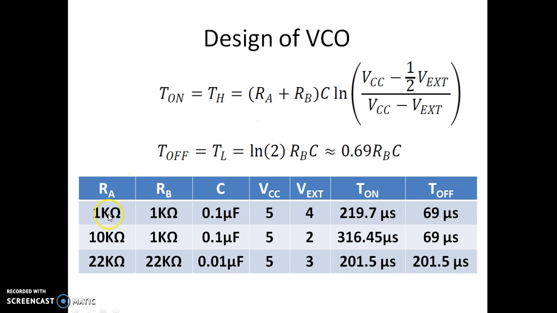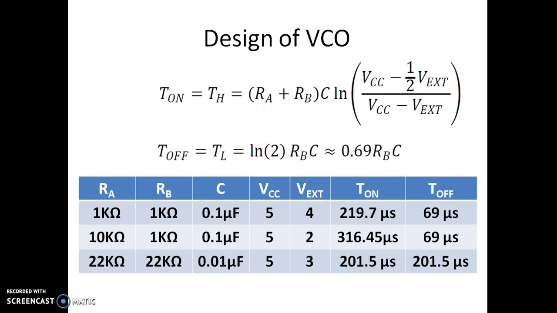Now these are the expressions for T on and T off for a VCO. We are assuming some values of RA, RB and C, and of course VCC and V external. We are finding out the on time using the expression corresponding to on time, and the off time is evaluated here. We have done it for different values of RA, RB and different external voltages. As you can see, as the external voltage increases, the T on will be slightly more compared to the T on without the external voltage.